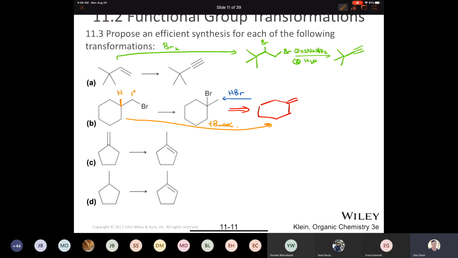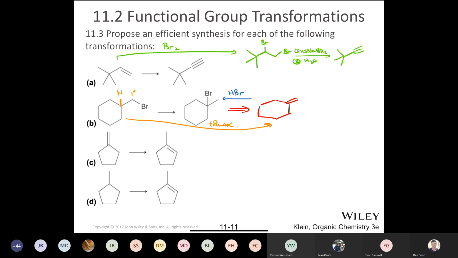Right, so let's backtrack a little bit here. I'm going to get out the black pen. For the first sequence, the first step is bromine. The second step is excess sodium amide. The third step is to treat it with water. For the second sequence, the first step is to treat it with potassium tert-butoxide, and the second step is to treat it with HBr. So the first one is a 3-step sequence, and question B is a 2-step sequence.